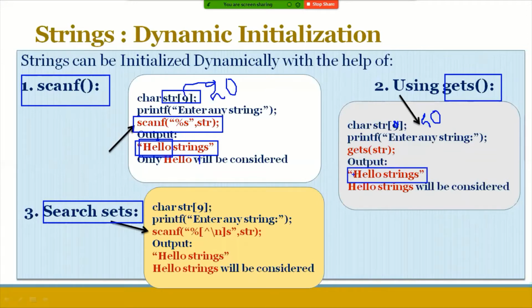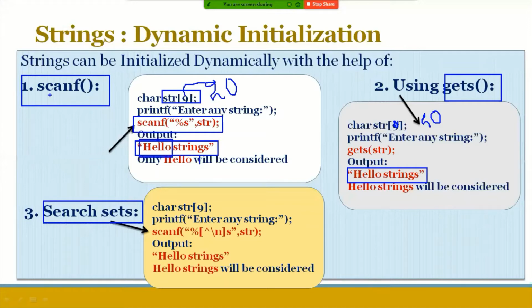Immediately the whole string, that is multiple words, hello as well as strings with two words of that particular line of text, the whole string will be considered and stored in that particular memory location. So whatever the drawback is there in the case of the scanf function, that can be eliminated, that we can overcome with the help of the gets function.